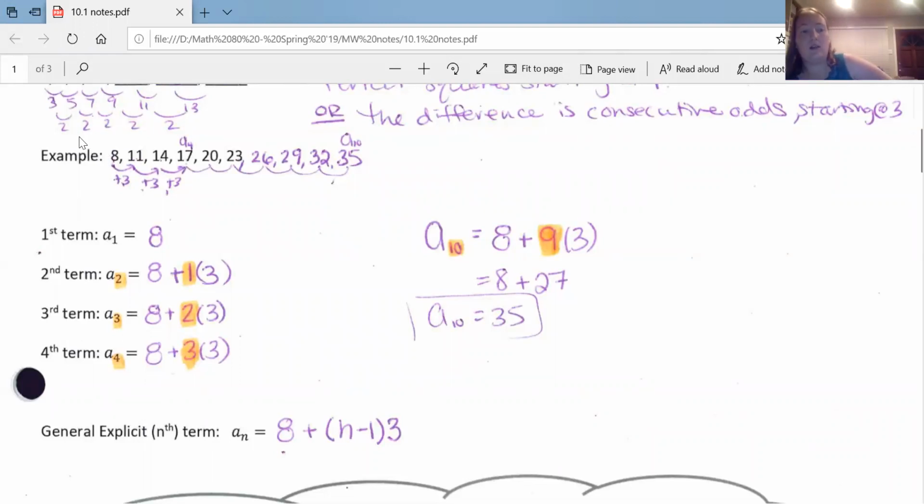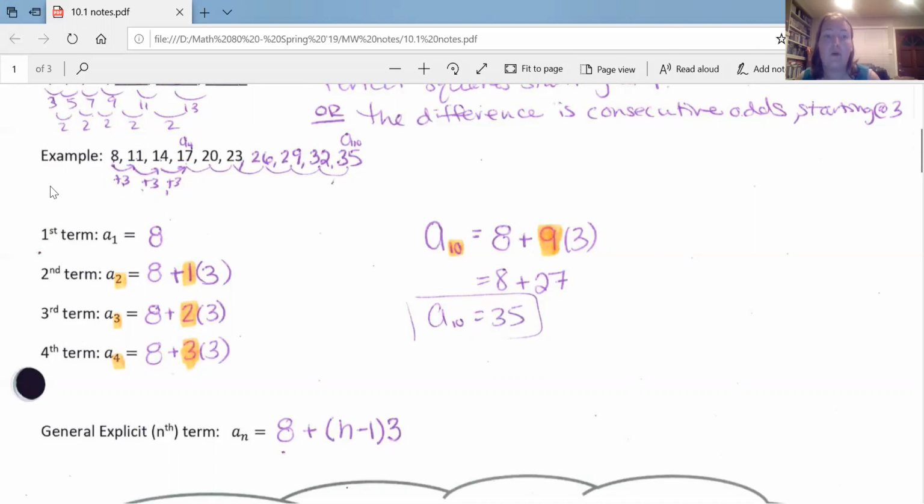The idea here is that if your first term is 8, you can rewrite the others as your first term plus some difference. Now you only have 1 difference of 3 by your second term. You have 2 differences of 3 for your third term, 3 differences of 3 by your fourth term. And so you can generalize this for any term.